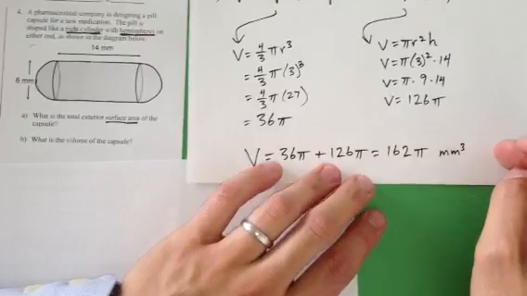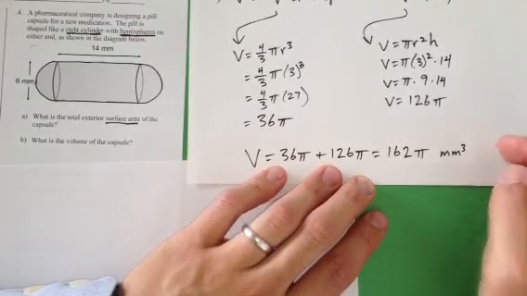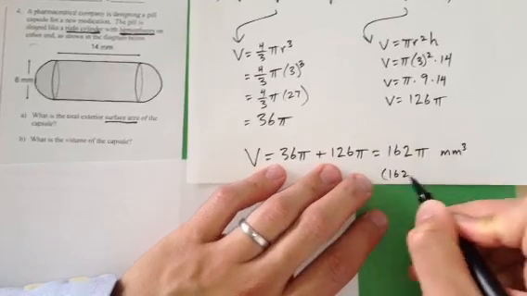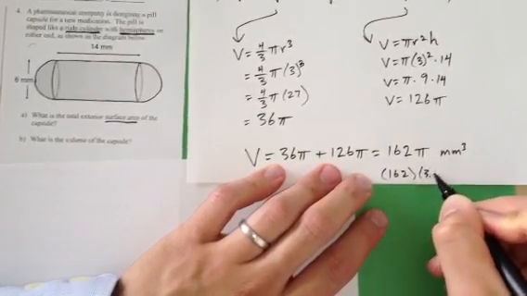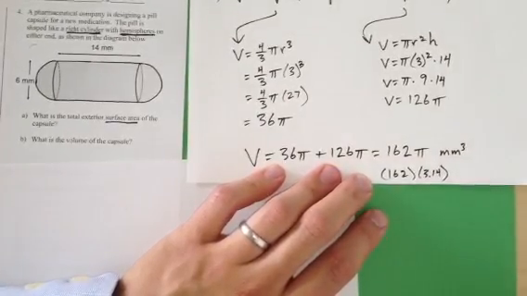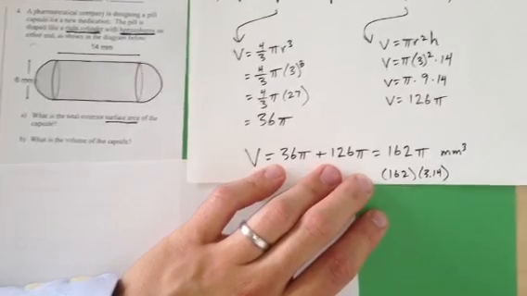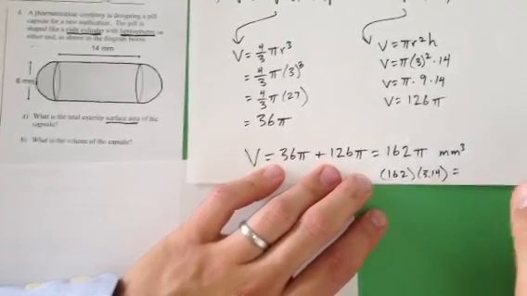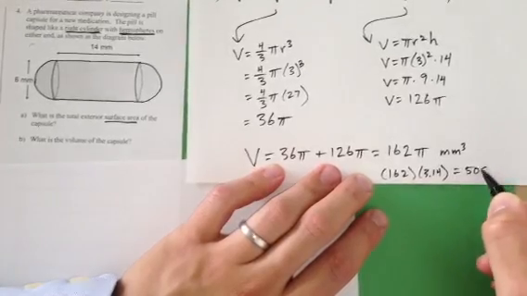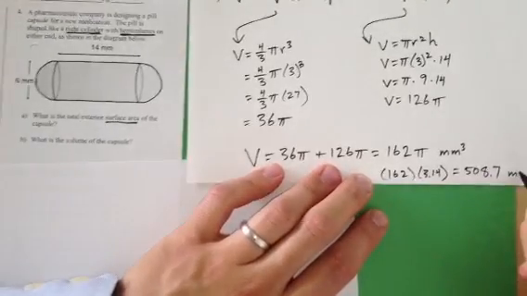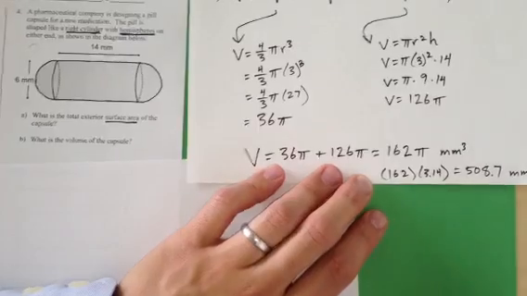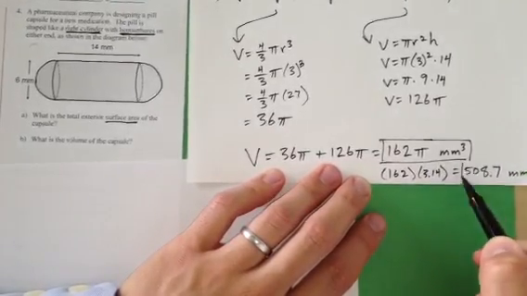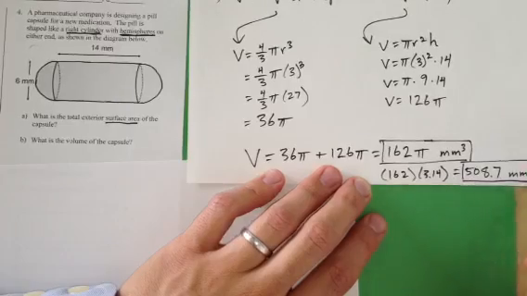Now if I wanted to change this to a decimal, I could, depending on how the question asked for the answer. It would just be 162 times 3.14, which equals 508.7 cubic millimeters. Either of these answers are correct depending on the format of the question.